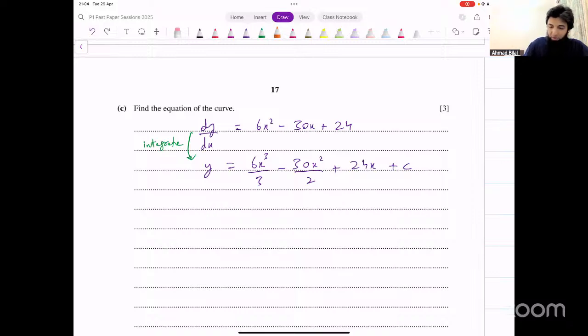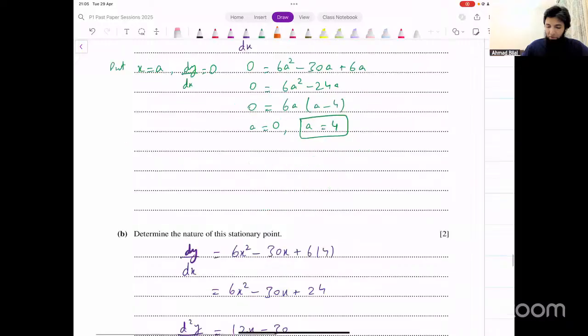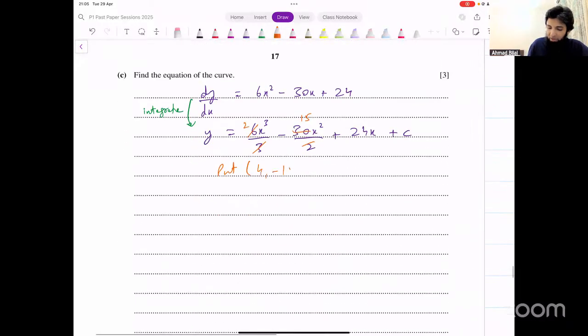And now we can input that point here. 6 and 3, they could cancel to give us 2. 30 and 2, they give us 15. We have a point that lies on this line, the stationary point, a and minus 15. A was 4, so the point that we can input here is 4 and minus 15. What do we get from that? Minus 15 equals 2 into x cubed, x is 4, so 2 into 4 cubed, minus 15 into 4 squared plus 24 into 4 plus c. Make sure that you write this step, and then you can find the value of c. From that, c equals 1.